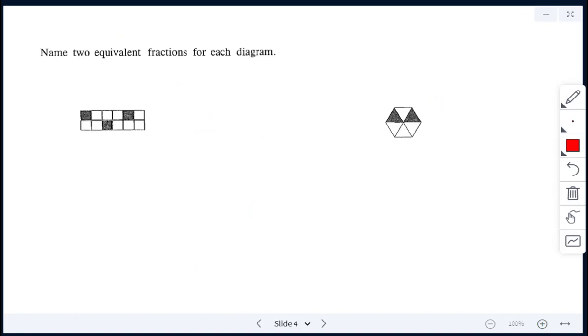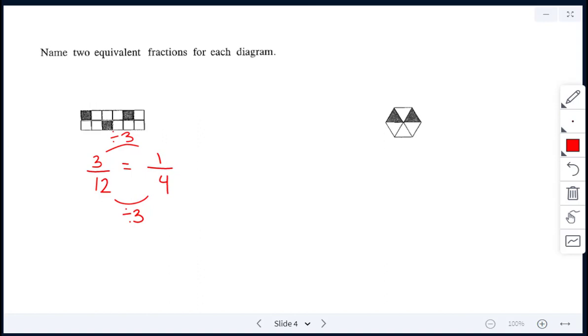Okay, so next slide here, we have two diagrams, and we just have to name 2 equivalent fractions for each diagram. So the first fraction, obviously, we can just do the shaded. 3/12. So 3/12 are shaded. And then giving an equivalent fraction, we can multiply or we can divide. I'm just going to go ahead and divide because I'm able to divide the top and bottom by 3. And that gives me 1/4. So 3/12 is equal to 1/4 or a quarter. All right, try the next one, please.